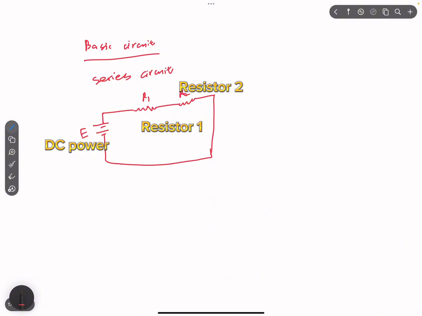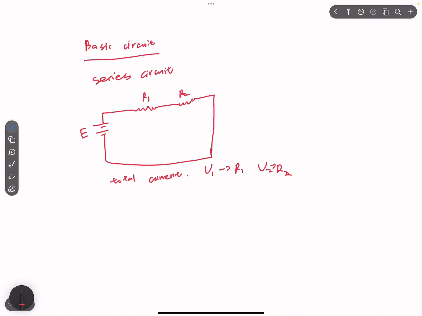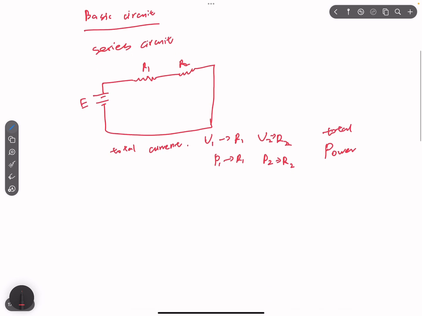And let's say we want to solve something like this: we want to find the total current, the voltage drop for R1 and the voltage drop for R2. We also want to find the power for R1 and the power for R2. Also the total power. So let's get it started.